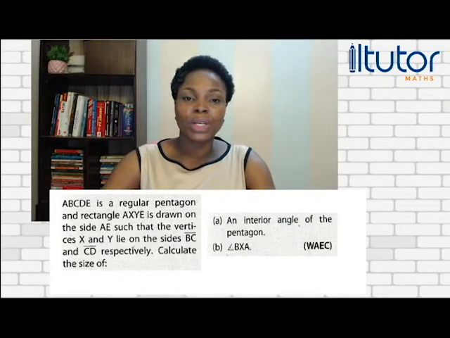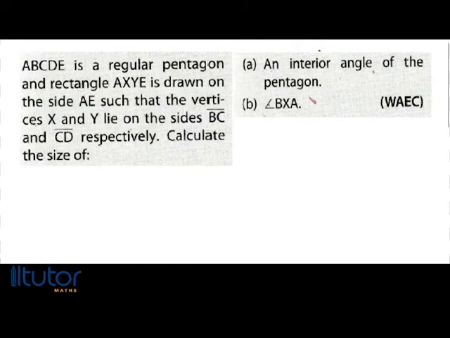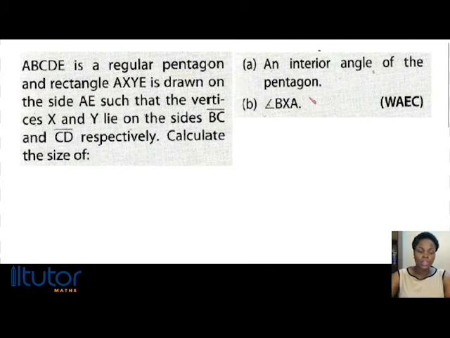I'd love to tutor. This question is on page 169 of Functional Mathematics for Senior Secondary Schools, Book 1 by T.M. Asiru et al. The question says: ABCDE is a regular pentagon and rectangle AXYE is drawn on the side AE such that the vertices X and Y lie on the sides line BC and line CD respectively. Calculate the size of A, an interior angle of the pentagon, B, angle BXA.